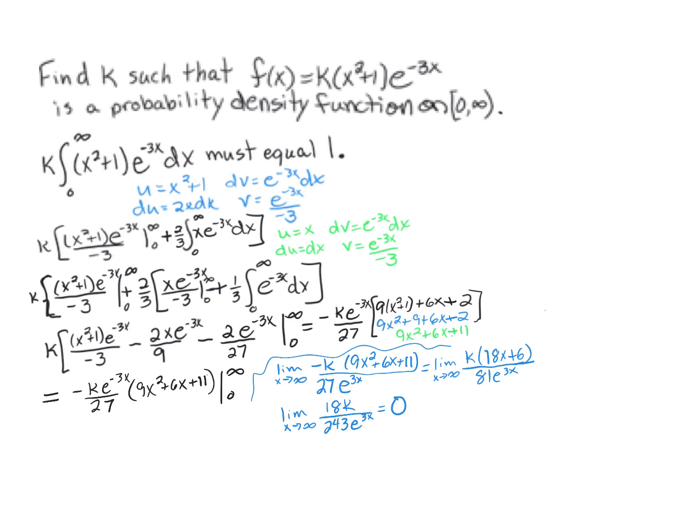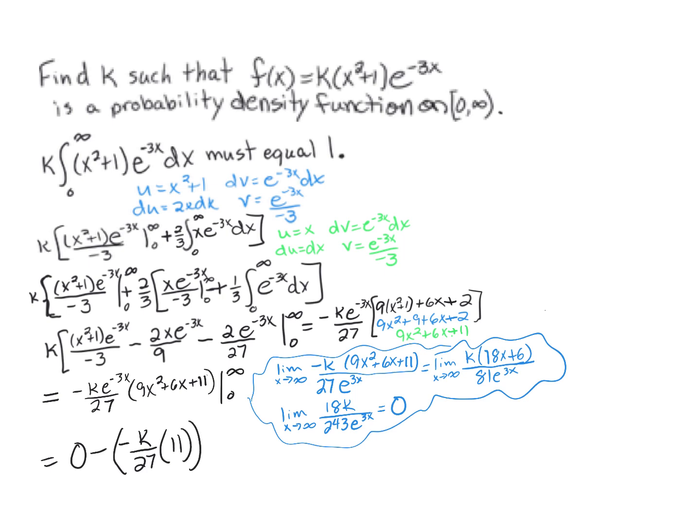Now, when we continue plugging in our limits on our integral here, we've plugged in the infinity by taking that limit, we get 0, minus, now we're going to plug in the 0. I get minus k, e to the 0 is 1, over 27 times plugging in 0 to the polynomial. I do end up with that 11. So my integral comes out to equal, minus a negative would be positive, 11k over 27.